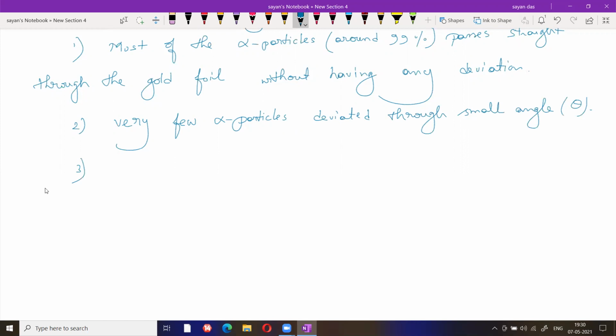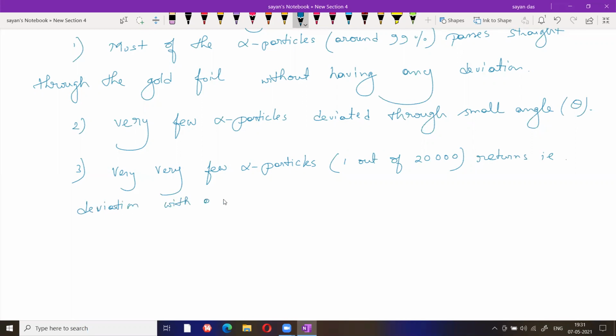And what is the third observation? Very few alpha particles. That means 1 out of 20,000 returns. That means deviation with an angle of 180 degrees.